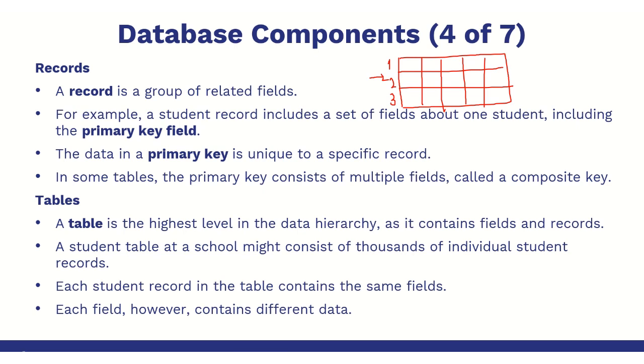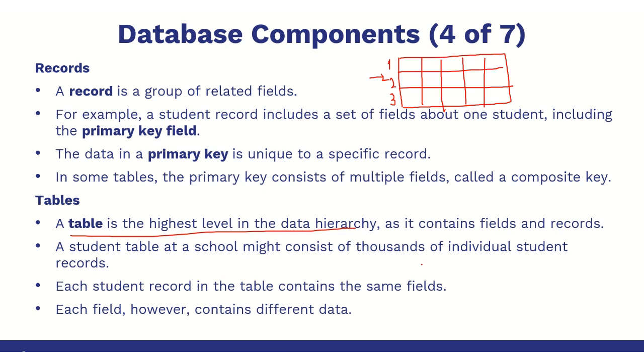So we understood the records, right? That was our main purpose. Each row is a record. In principle, a record is a group of related fields, related to the content of the database, the unique records. If a database table has 5 records, it means there are 5 different pieces of information you can get from this database. The table is the highest level in the data hierarchy, as it contains fields and records. So a table is a combination of rows and columns. Fields means the columns, records means the rows.